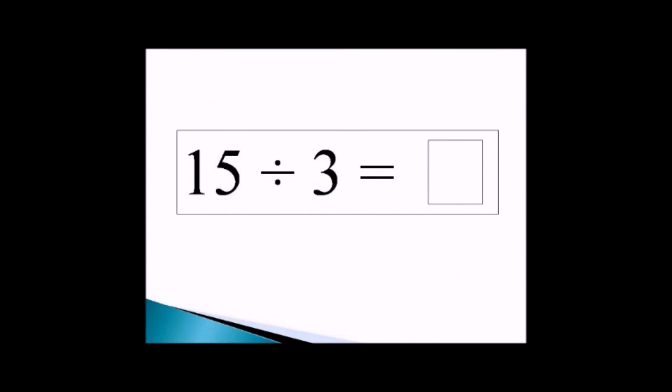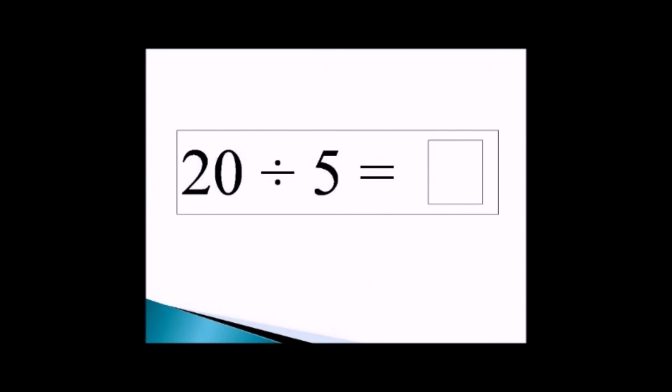Number 3. 15 divided by 3. The numbers are getting bigger and harder. So you decide how you want to work it. 15 divided by 3. What's the answer for that? Let's see if you can do that. Go ahead. Use whatever strategy you want. I already gave you 3. And let's move on to 20.